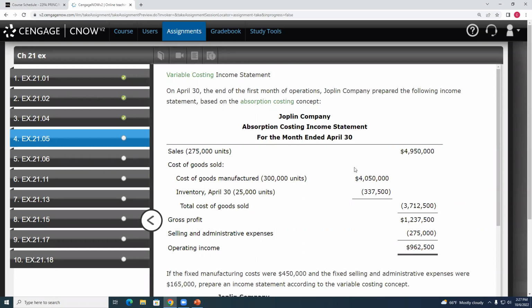What do we see here? It's their first month of operations. They made 300,000 units, but they only sold 275,000 of those units. We have an ending inventory of 25,000 units. This is the value right here. And we know that included in that number is not only their variable cost, direct materials, direct labor, variable overhead, but we also have some fixed overhead assigned to those 25,000 units under absorption costing.